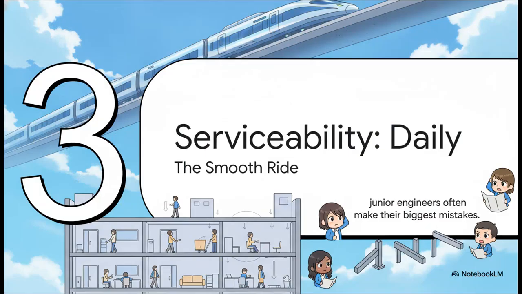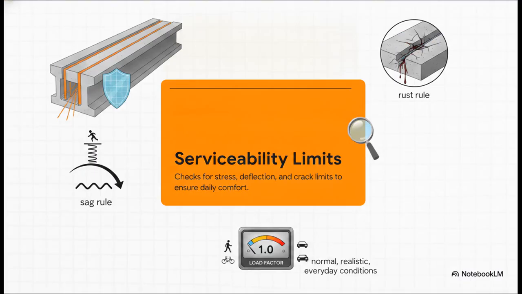All right, part 3, serviceability, daily performance, or as I kind of like to call it, the smooth ride. Stepping away from the disaster scenarios for a minute, this is actually where junior engineers tend to make their biggest mistakes. Serviceability limits aren't about collapse. They're really about aging gracefully.